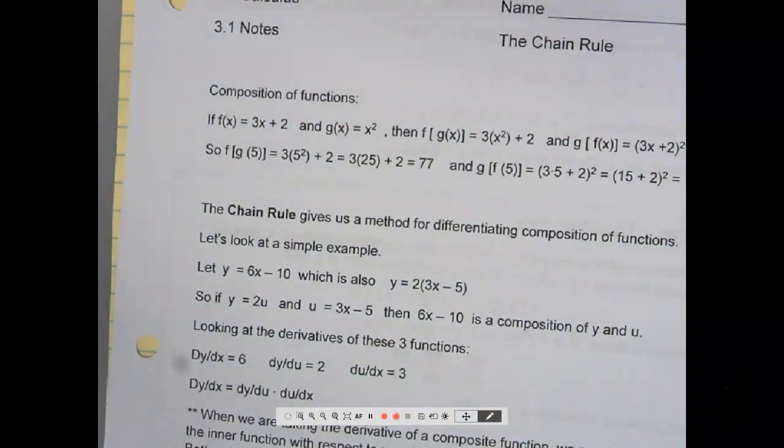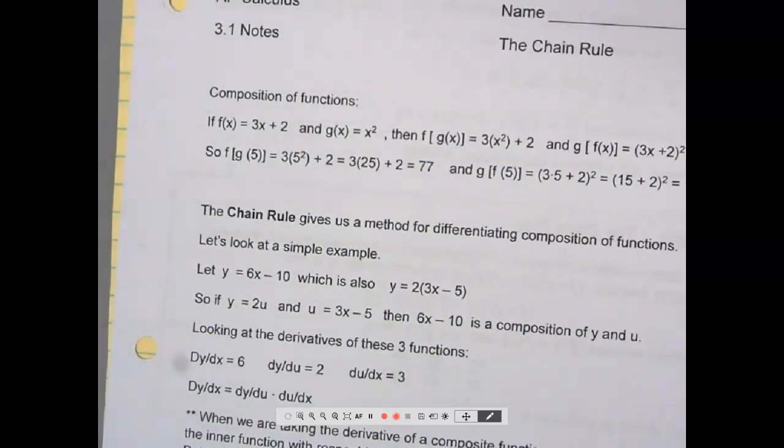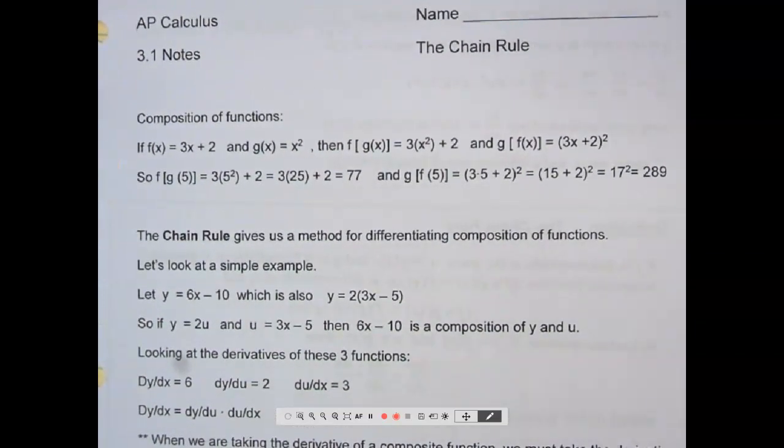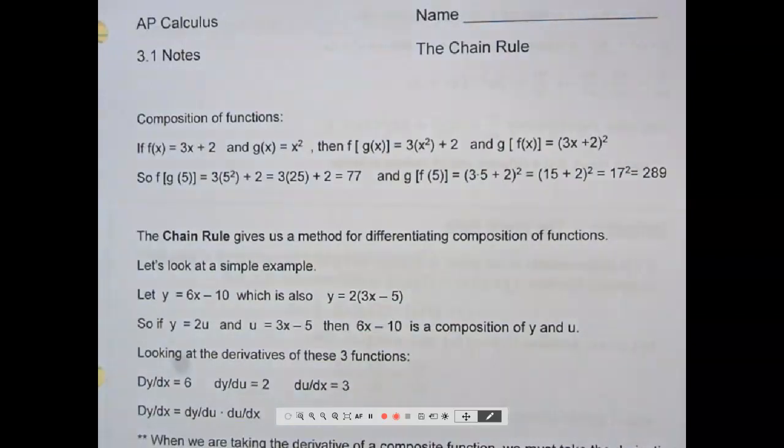Today and tomorrow, we're talking about something called the chain rule, which is a way that we take derivatives of compositions of functions. What is a composition of functions? You learned about it, I guess Algebra 2 might have been the first time. It's when you take a function and sub it into another function.